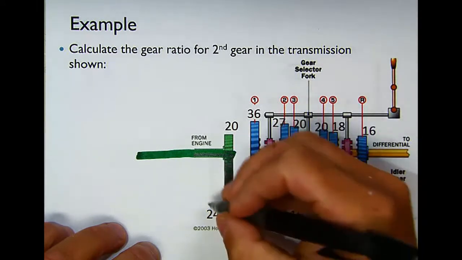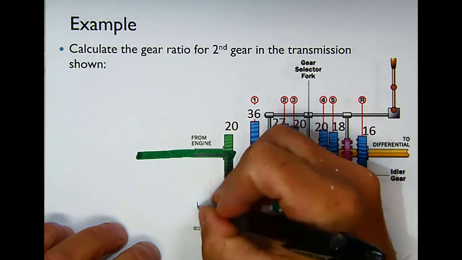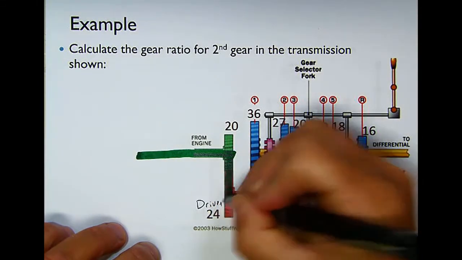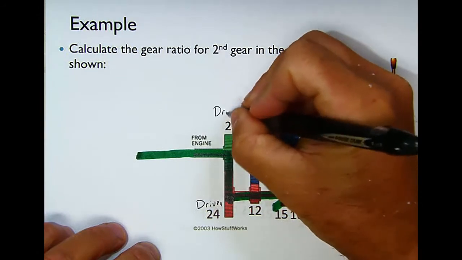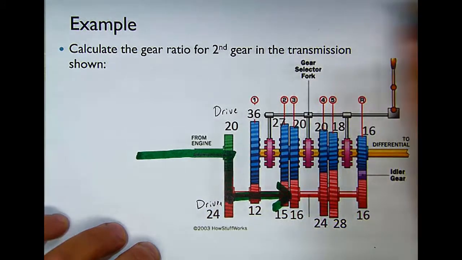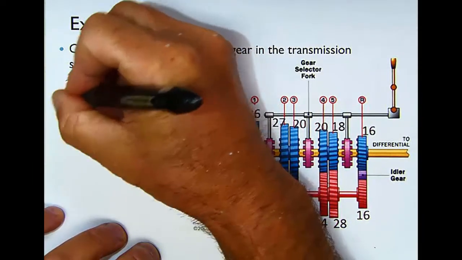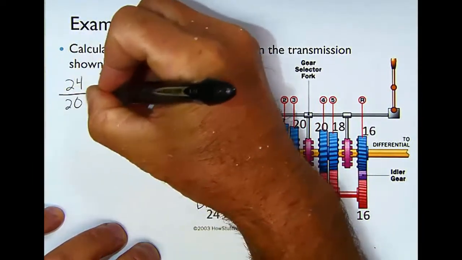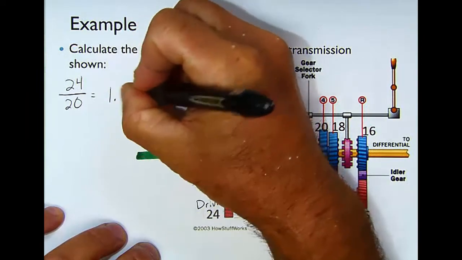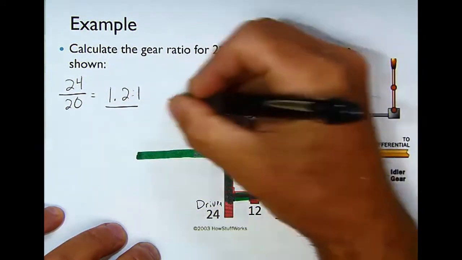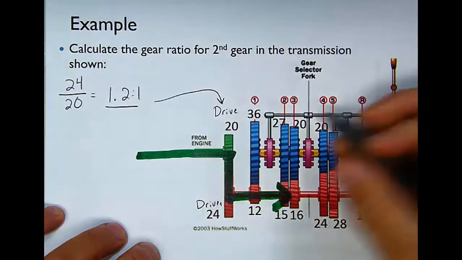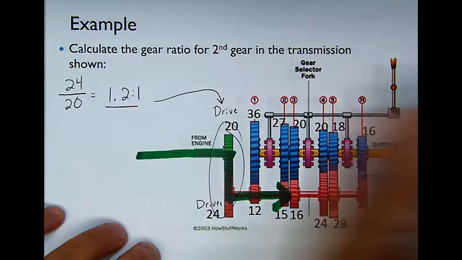So in other words, the 24 is driven and the 20 is the drive. So we can figure out what that gear ratio is. That gear ratio is going to be 24 driven over drive, which is 20, which turns out to be a 1.2 to 1 gear ratio for this first gear transfer right here.